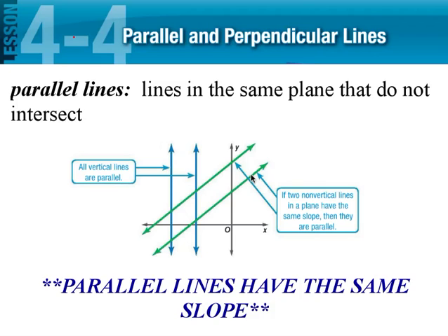All vertical lines are parallel. Those are the lines that are up and down. Same thing with horizontal lines. All horizontal lines are parallel. And if two non-vertical lines in a plane have the same slope, then they are parallel. This last statement is the one that I want you to get down for today.